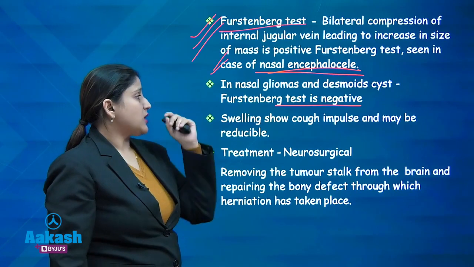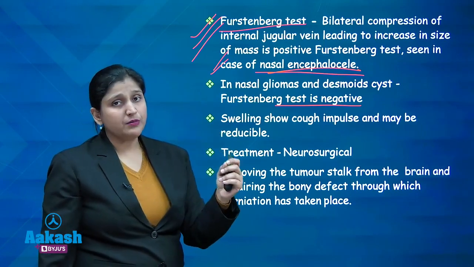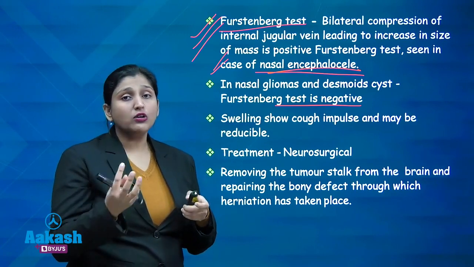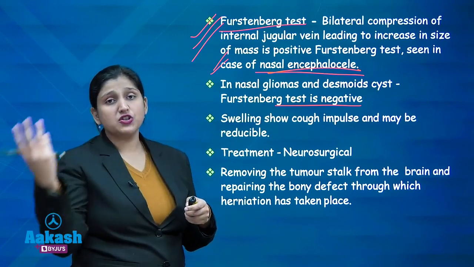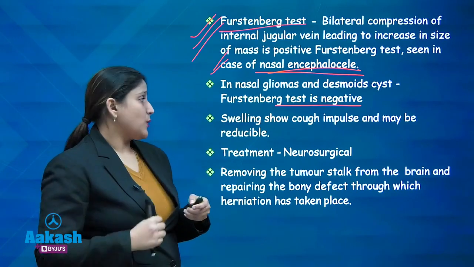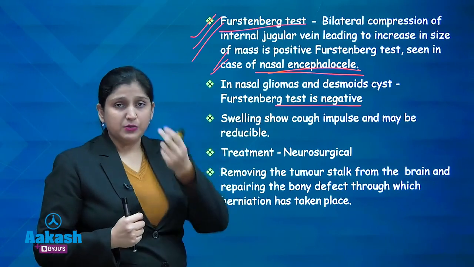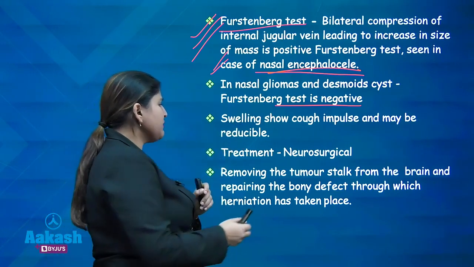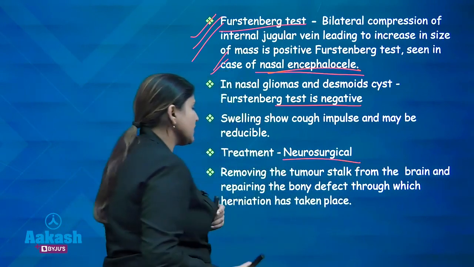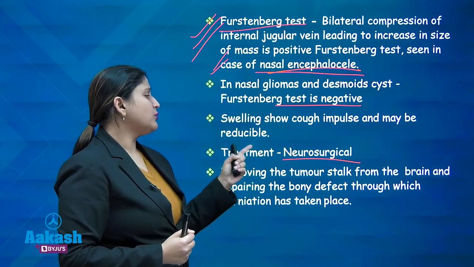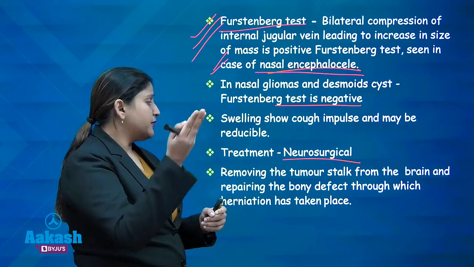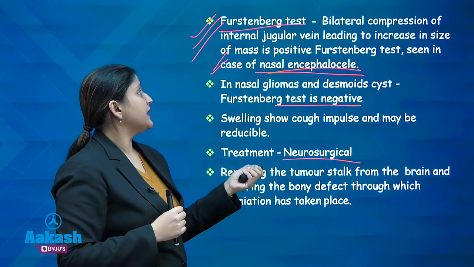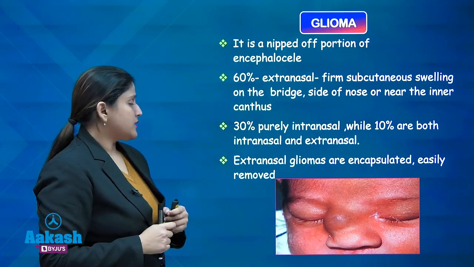The swelling shows a cough impulse and can be reducible. Similar to the Furstenberger sign, the cough impulse is also due to the increase in pressure which is transmitted to the swelling, and reducibility is because of the defect present. The treatment is mostly neurosurgical. You have to remove the tumor stalk from the brain and repair the bony defect through which the herniation has taken place. What is a glioma?